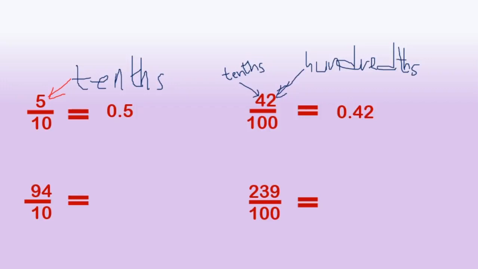Now here as well, the same procedure. We have the hundredths column and then the tenths column. And here the denominator is 10, so we are going to start placing these numbers from the tenths column.